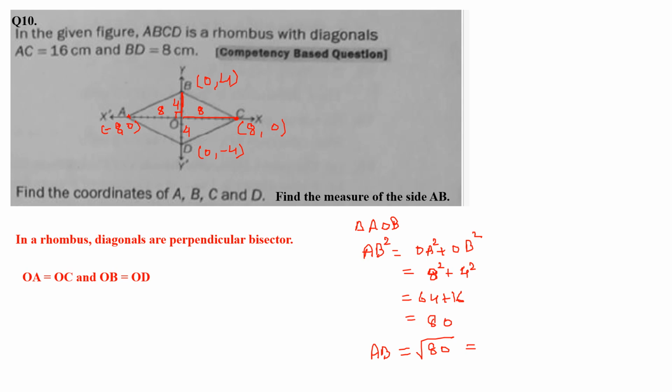Now you have to do the prime factorization again. So 2 times 40, 2 times 20, 2 times 10, 2 times 5 and 5 times 1. So let's make a pair. So from here you will get 2 and 2. So 4 root 5 centimeter is the measure of each side of this rhombus. Clear? So next we will move to question number 11.